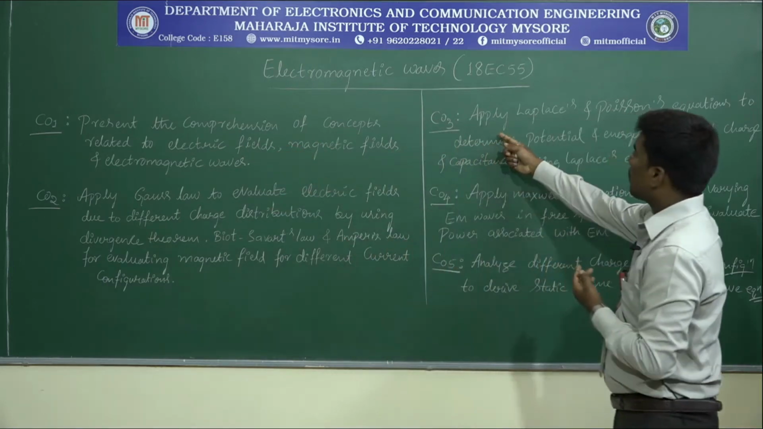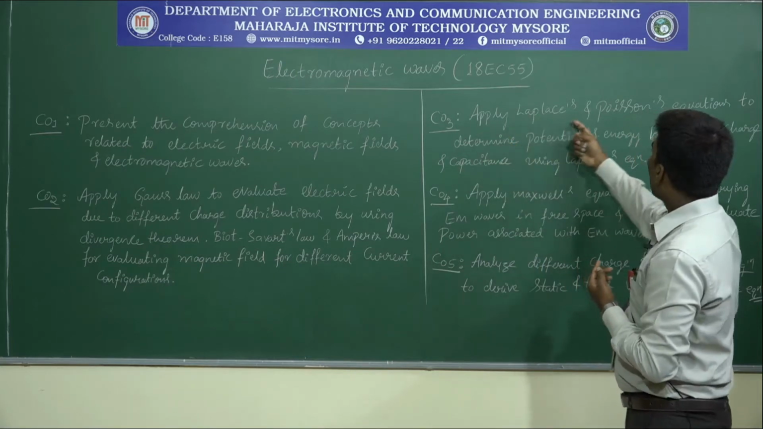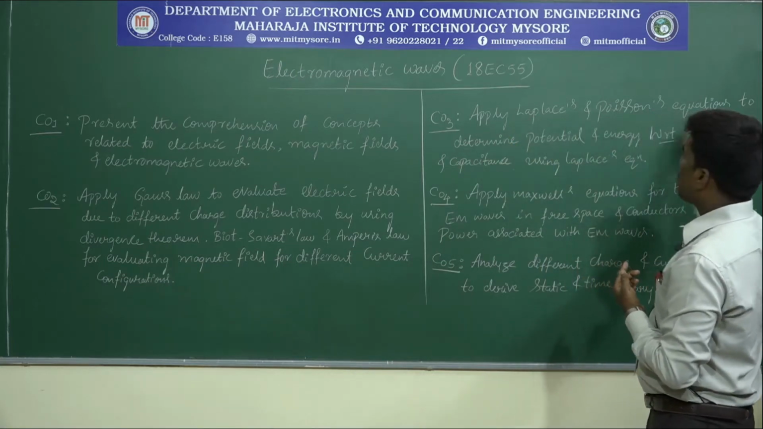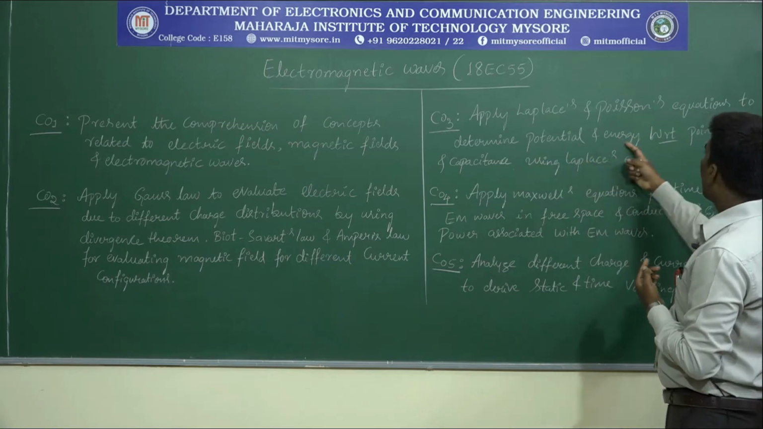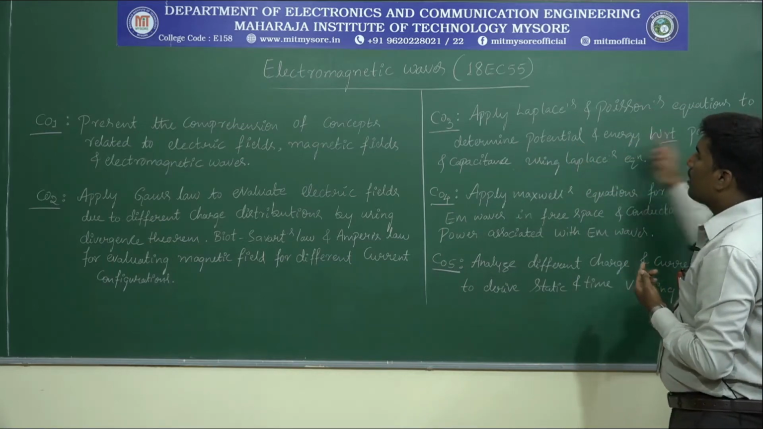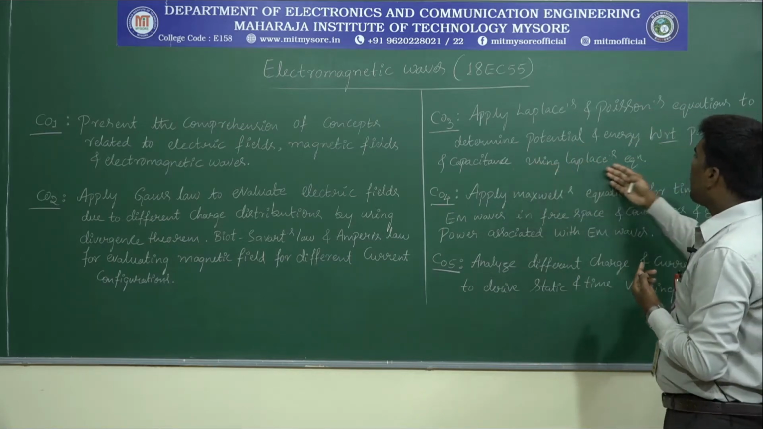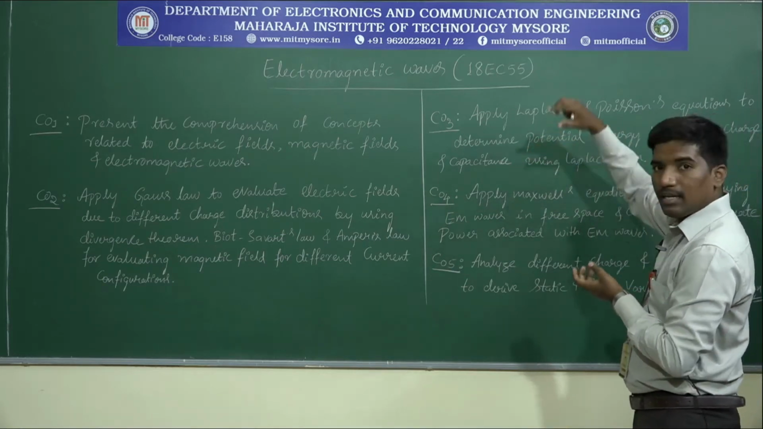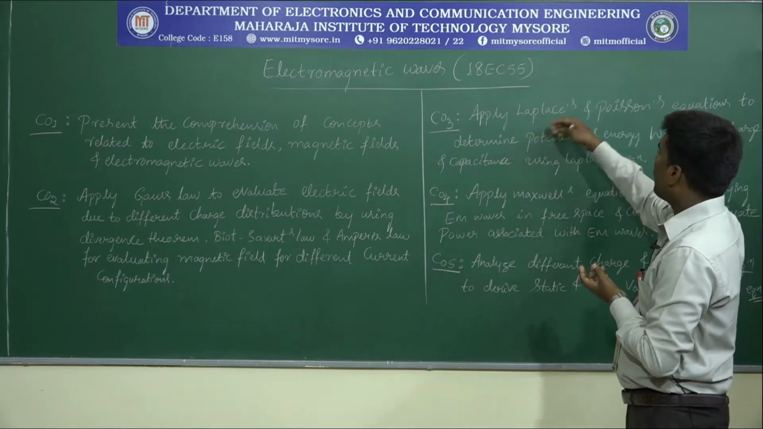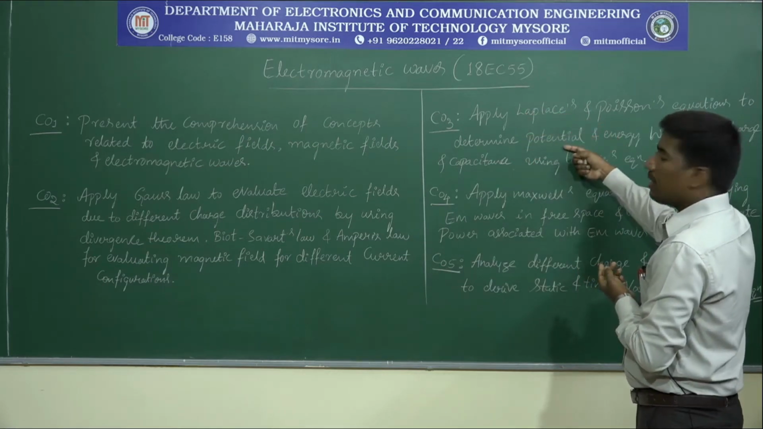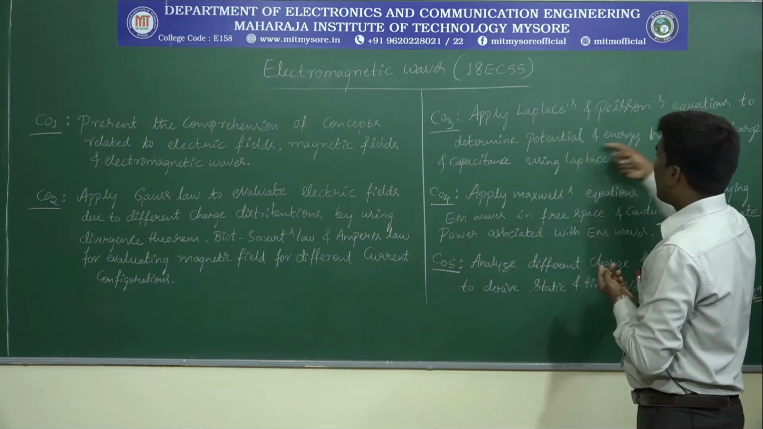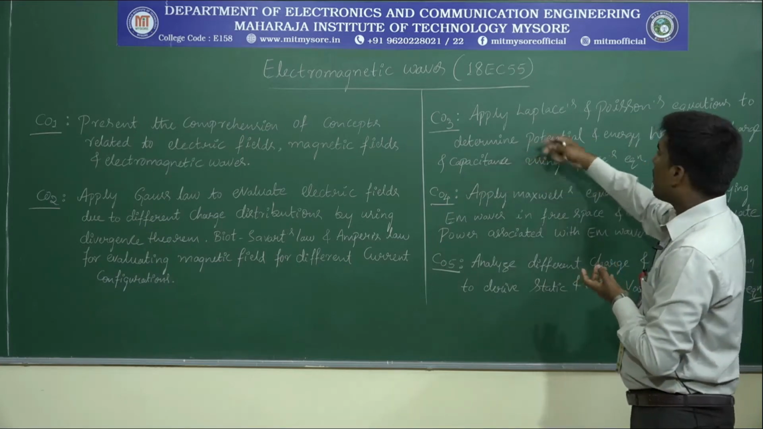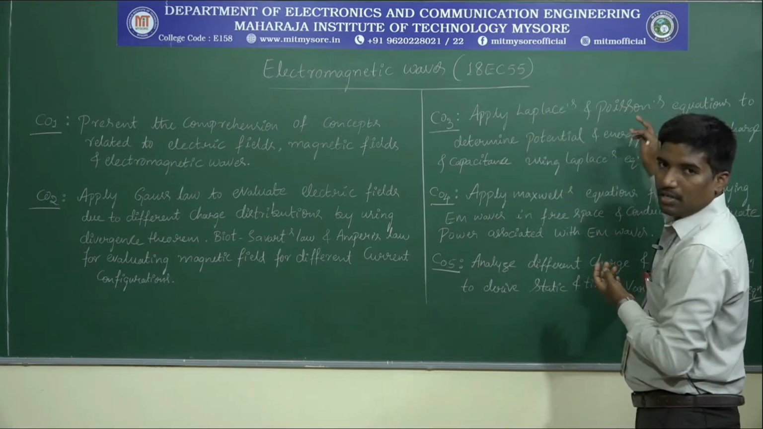Coming to the third course outcome: apply Laplace and Poisson's equations to determine potential and energy with respect to point charge and capacitance using Laplace equation. So again, the student needs to apply his or her ability to identify the potential and energy as well as capacitance of a particular charge by using Laplace and Poisson's equations.